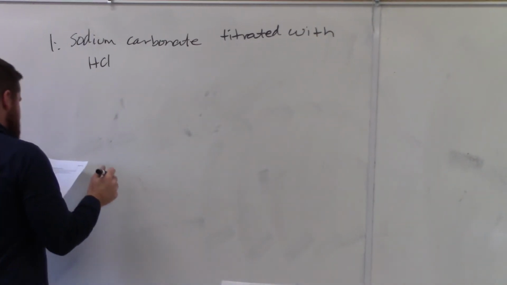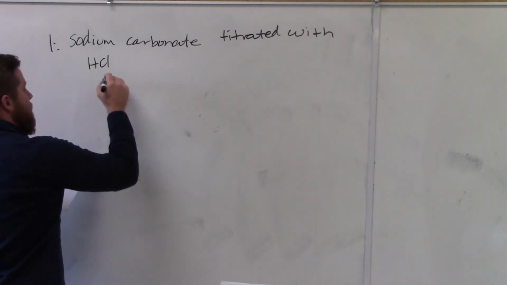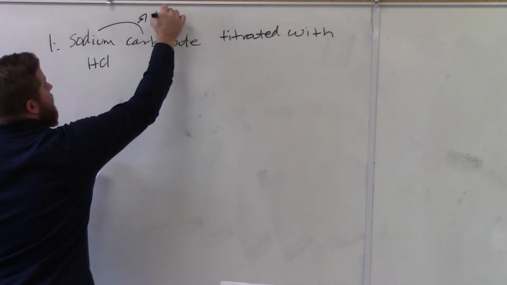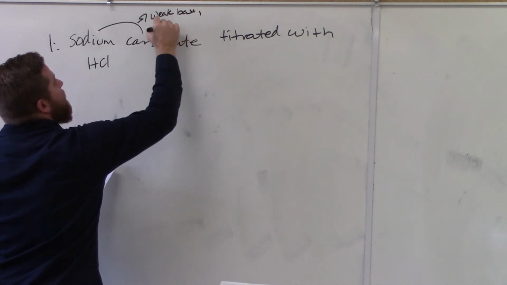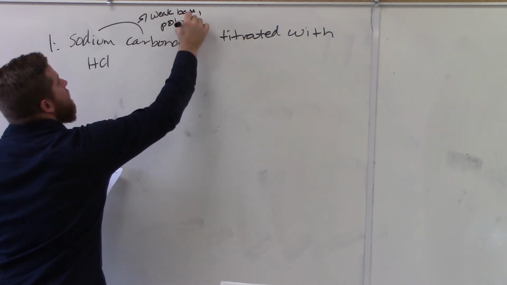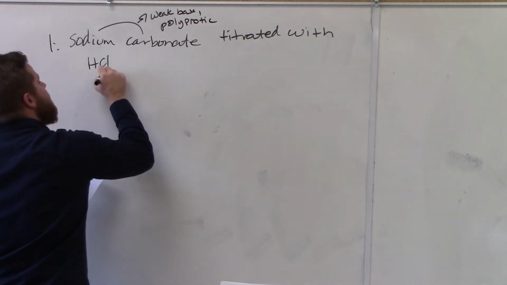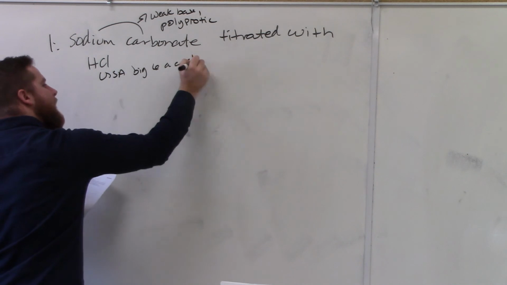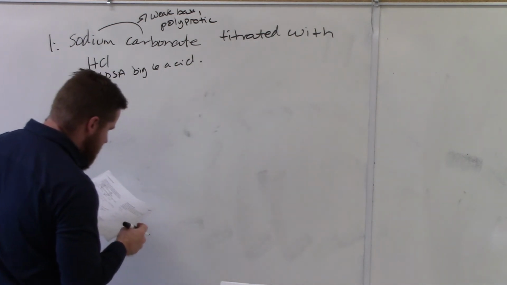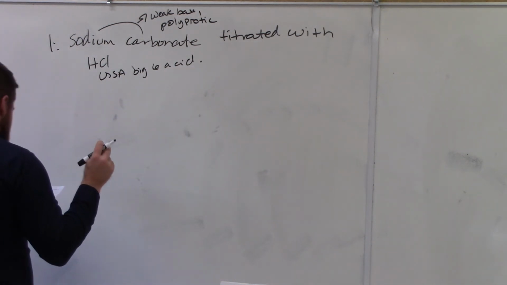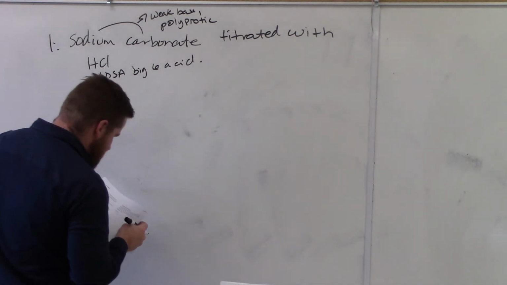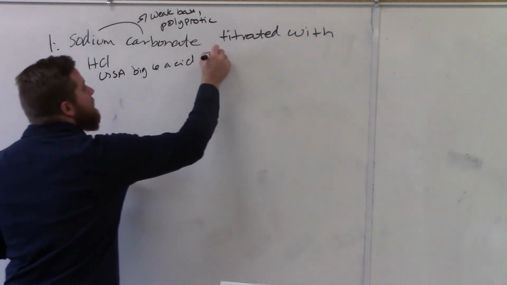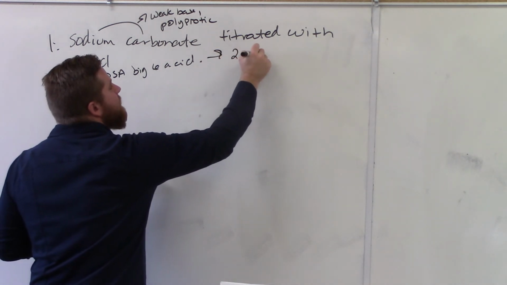Okay, so we have a weak base and it's polyprotic. And we have a strong, big 6 acid. So first thing we need to do is identify the entities that are present. Okay, and let's say this goes in 2 quantitative steps.